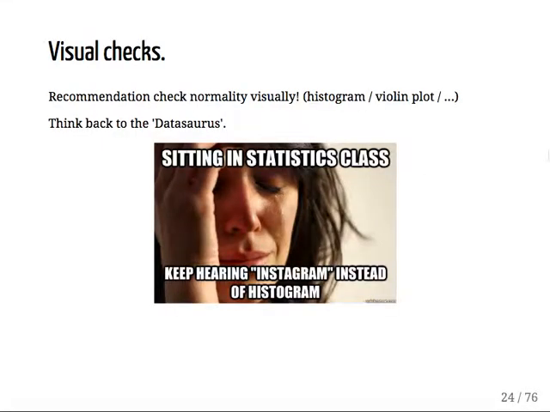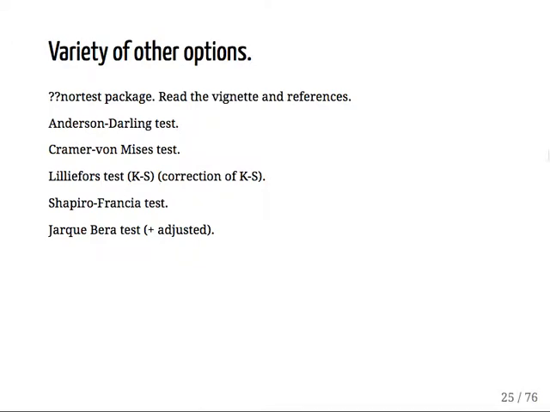Okay, so visual checks. I recommend that you check your data visually, use histograms and violin plots, and think back to the Datasaurus. An overall statistical significance test can never really show you what your data looks like. You can have a correlation or any type of summary statistic, but the underlying data might look very different. You could have the same correlation but many different patterns underlying your data.